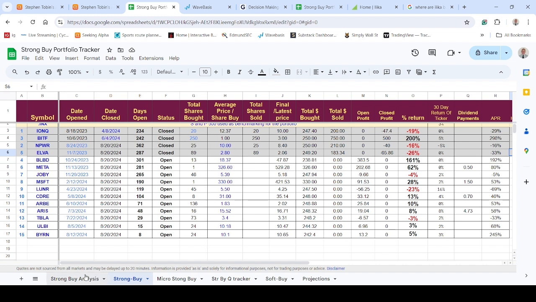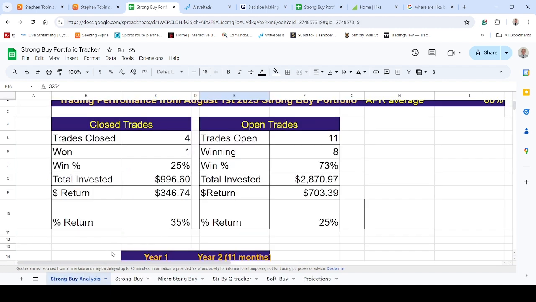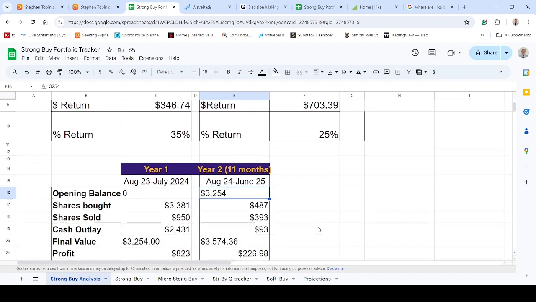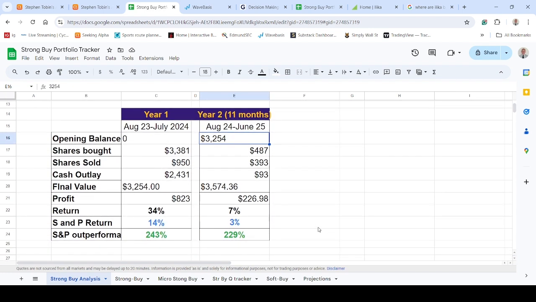If we have a look at the analysis, closed trades, we've now got 4 trades closed, only one of them winning because we closed 2 losing trades today, for a total return of 35%. The open trades, we've now got 8 winning for 73% and 25% return. If we look at where we are now, we're in the second year. So the first year, our return was 34% against the S&P of 14%, which is really good. Outperformance 243%. But this year, so far, we've got 7% as opposed to the S&P at 3%. So it's looking really quite promising.